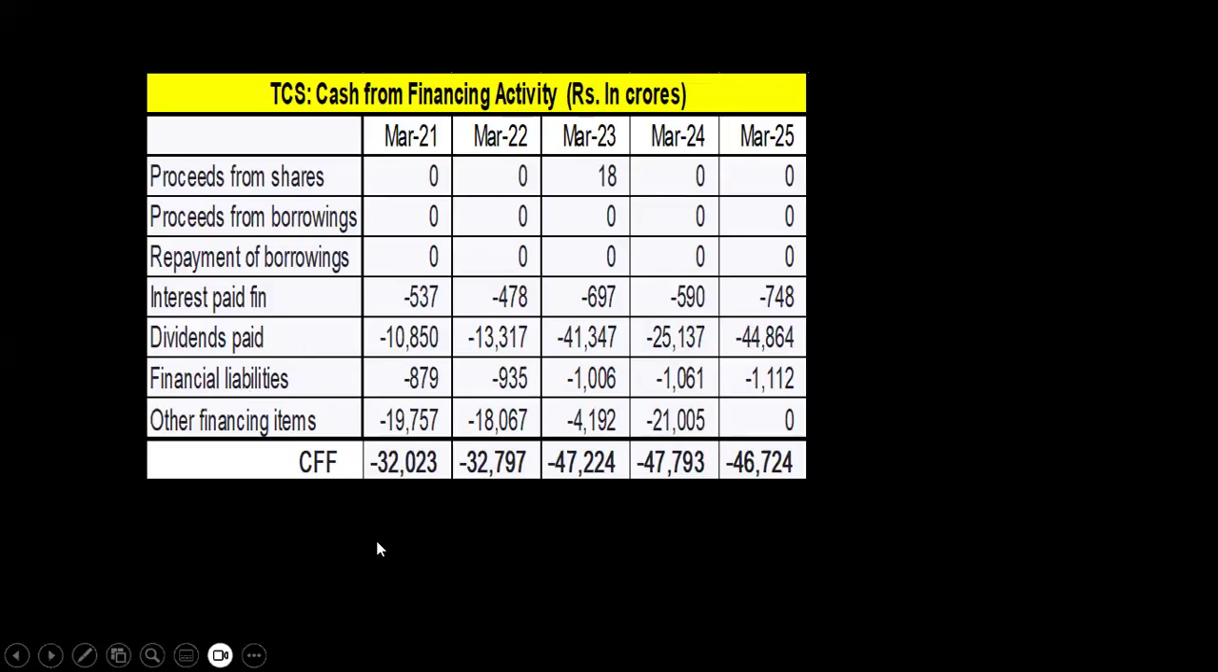So consistent negative CFF of TCS is due to distribution of dividend and return of capital to the equity holders. They have not borrowed money during this period. They have not raised money in the recent past. So significant part of cash is a distribution of profit or reduction of equity.